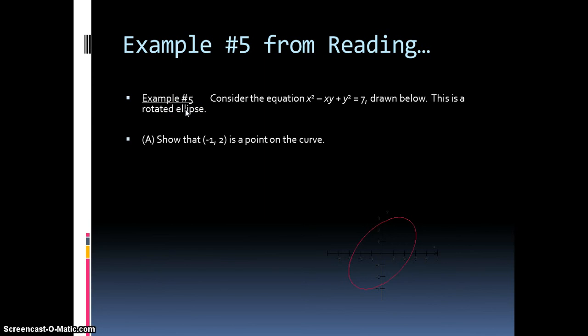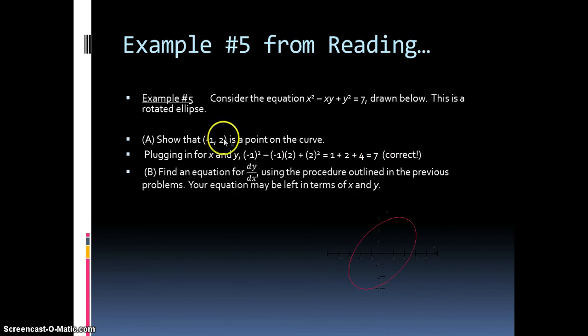Well, we know that if this is a point on the curve, x has to be negative 1, y has to be 2. So we plug those in. X equals negative 1, y is equal to 2. Hey, we love algebra and arithmetic. 1 plus 2 plus 4, when we multiply all that out, is equal to 7, which is what we want that equation to be equal to.